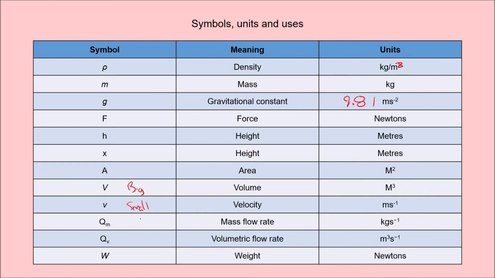Mass flow rate, kilograms per second. So it's basically telling us how much mass of a material is coming out, if you've turned the tap on, how much mass is coming out per second. Volume flow rate, in relation to volume, you turn your tap on, how much water comes out, in meters cubed per second. And then weight ties in with force, which is also in newtons. Okay, so keep an eye out on all of this that's coming up.